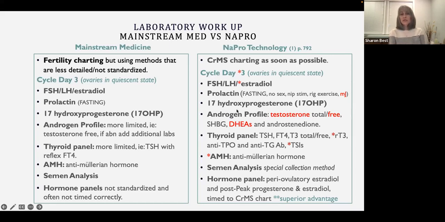We both do an androgen profile. We both do 17-OHP. This is a lab that can help us diagnose another problem called non-classic congenital adrenal hyperplasia. This is a polycystic ovary syndrome mimic.